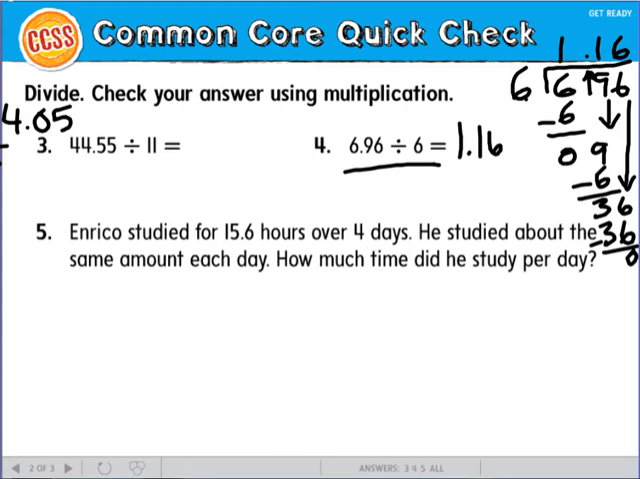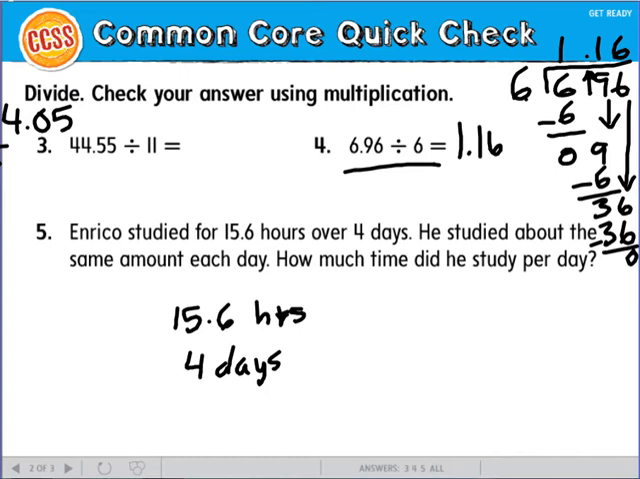Now, Enrico studied for 15 6/10 hours over 4 days. He studied about the same amount each day. How much time did he study per day? So, this is a division problem. We have our total number of hours. So this is hours. Remember what we said, whenever we do a word problem, we always want to gather all of our information, right? So I have my hours. Now I have how many days.